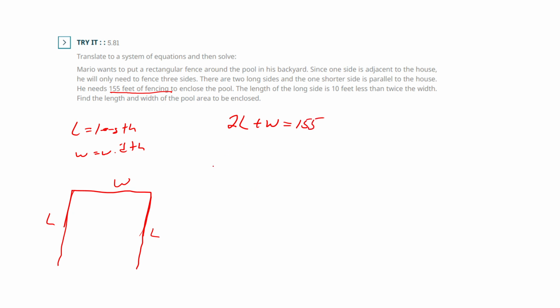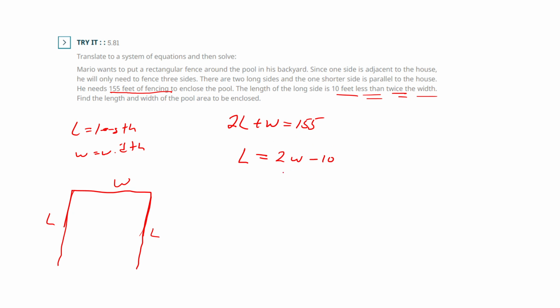Okay, now let's make a second equation. The length of the long side is 10 less than the width. Now be careful, less than makes you flip it around. So this reads 10 minus twice the width, but it's not. It's twice the width minus 10. Less than flips you around.